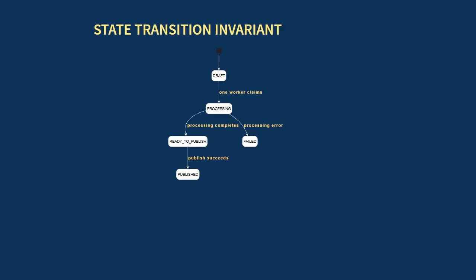For the episode workflow, the key invariant is that only one worker may own a state transition for a given episode at a time. Why focus on the transition instead of the final episode status? Because duplicate work can occur even if the final status looks normal. The protected property is exclusive authority to move the episode through the state machine.